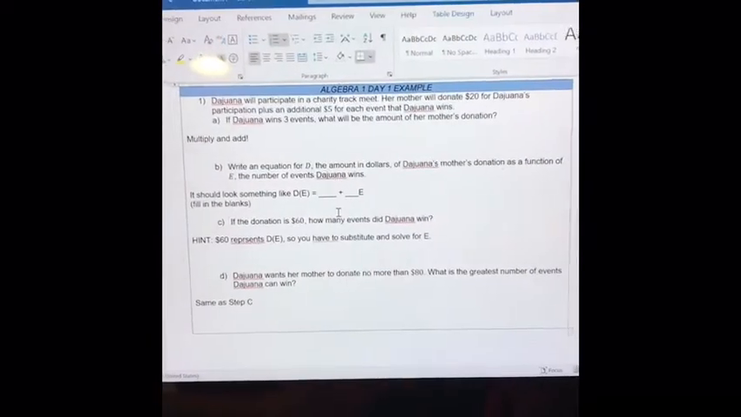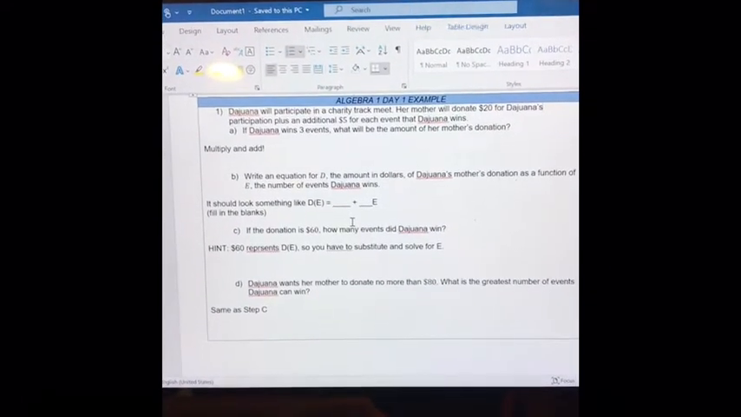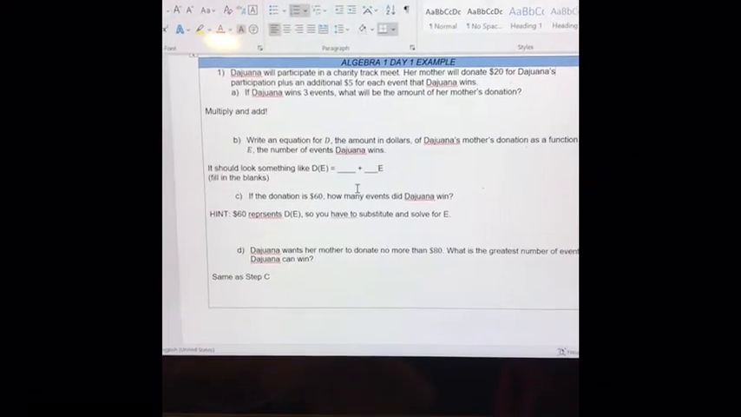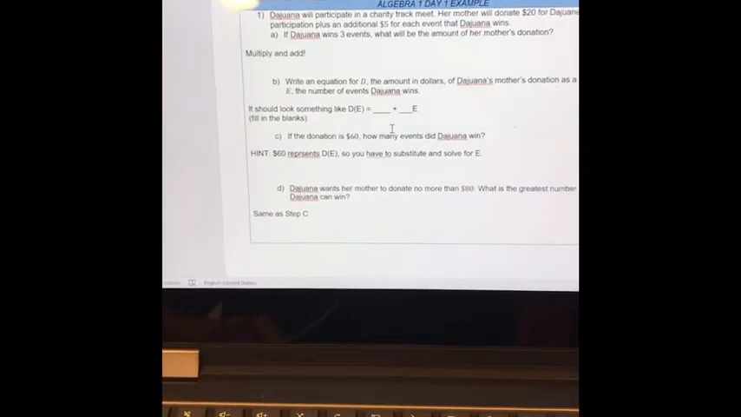Here's the example. Dayana will participate in a charity track meet. Her mother will donate $20 for Dayana's participation, plus an additional $5 for each event that Dayana wins. If Dayana wins 3 events, what will be the amount of her mother's donation? Multiply and add. So feel free to do your work like this on a blank piece of paper if you don't have printing access.